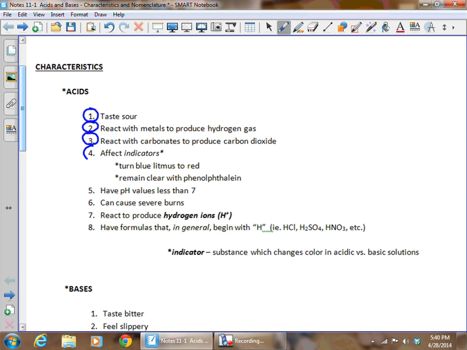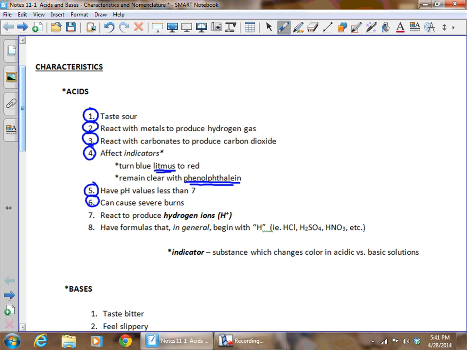Acids also affect indicators. We saw this happening. The two main ones that we should be familiar with at this level are litmus and phenolphthalein. Blue litmus will turn red if there's an acidic solution, whereas if we have phenolphthalein in an acidic solution, it's going to be clear. And we'll look in a moment at how that changes when you have a basic solution. Acids have pH values less than 7. We'll get into that more when we talk about pH and pOH later in our notes on another day.